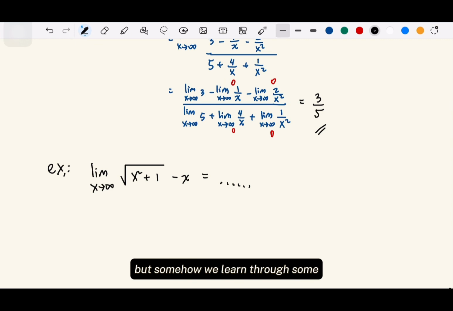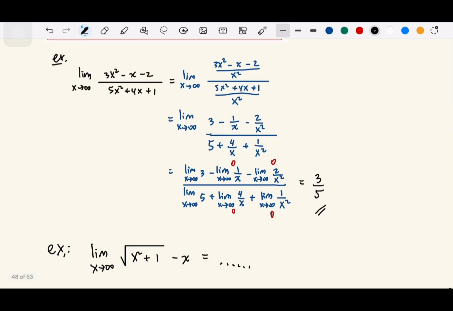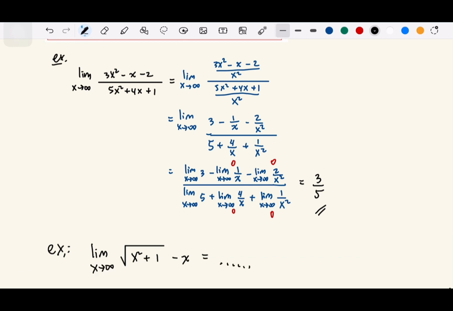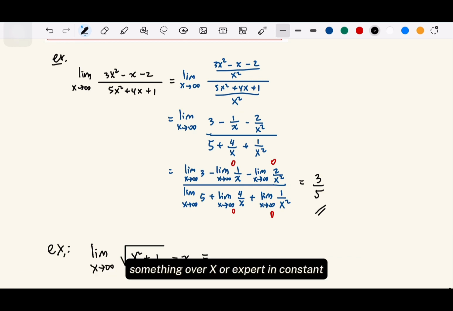But somehow, we learn through some cram school, and what you remember is, okay, I can do this faster. But if you think carefully, what we did is correct, right? We just defined with the highest degree, and we found that something over x or x squared, the constant, will be required to be 0, right? That's the idea.